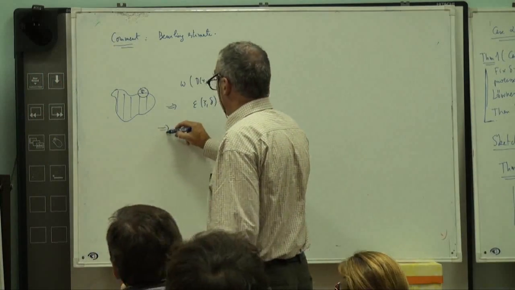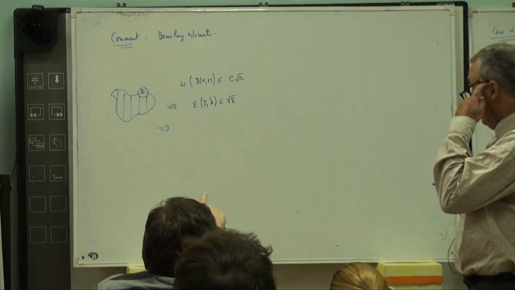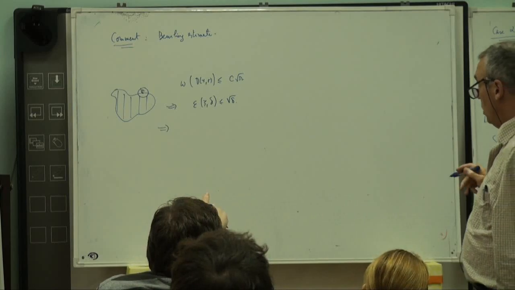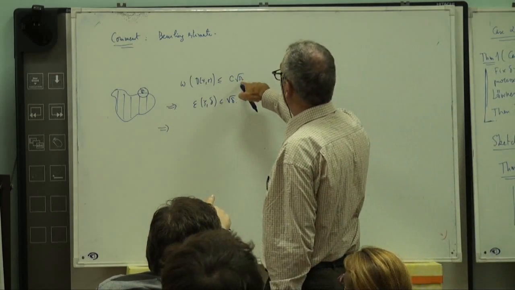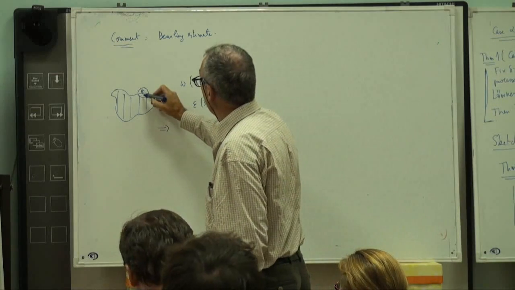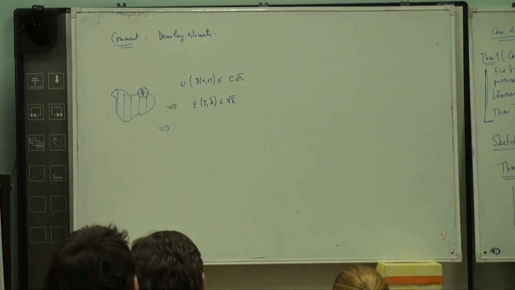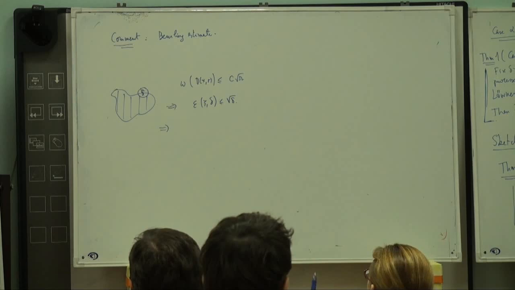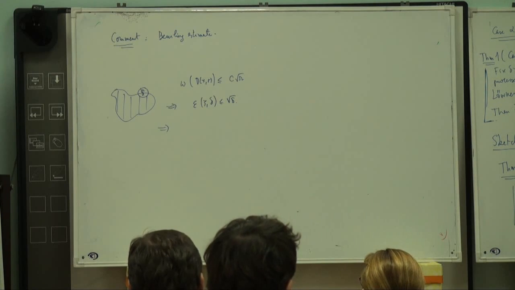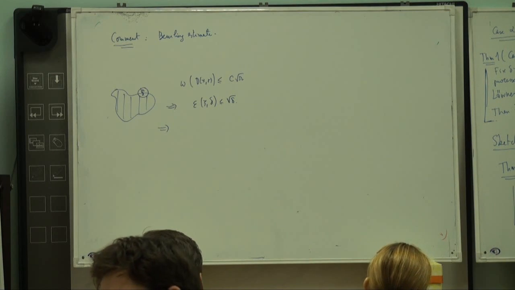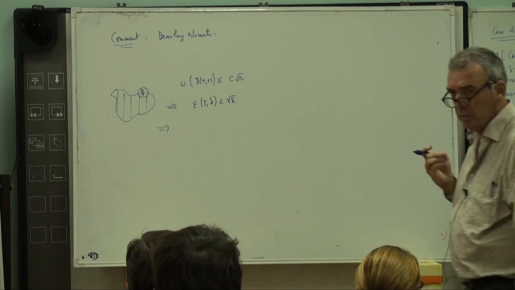Pardon? What's written down there? C times square root of r. r is the radius, and this is x. That's probably an ignorant question, but C, of course, is not an absolute constant, it depends on... Yes, it is actually an absolute constant.